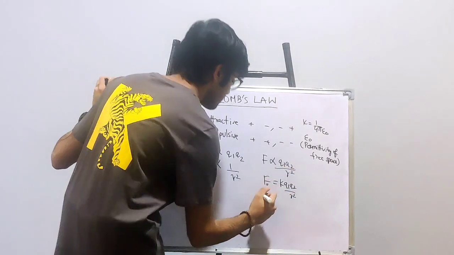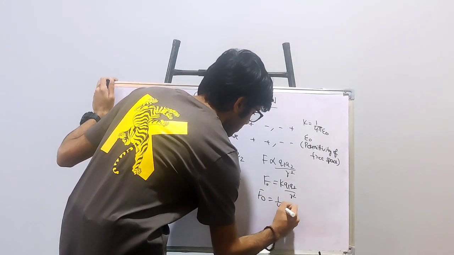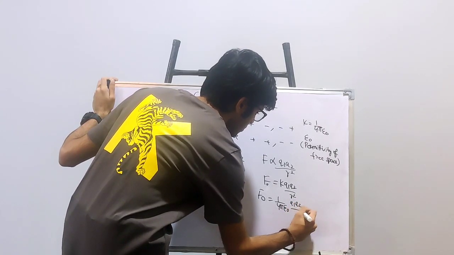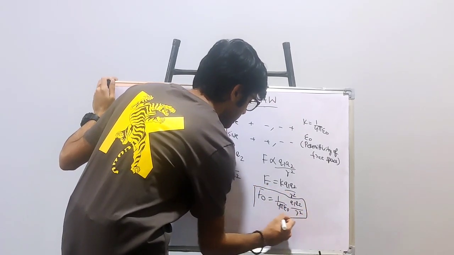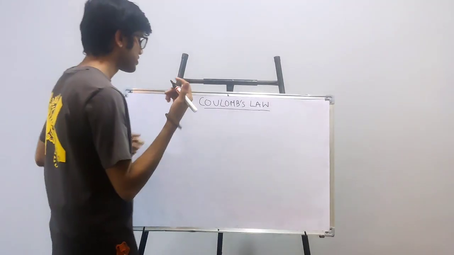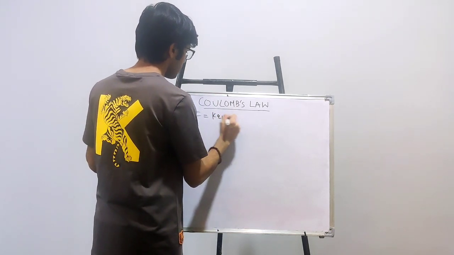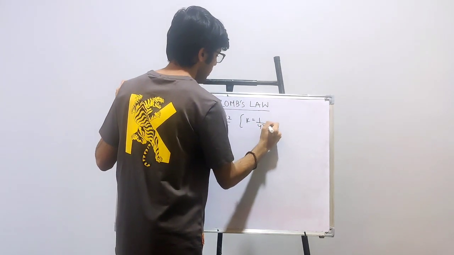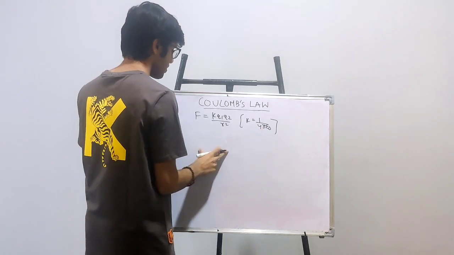So basically the full formula which we get for the electrostatic force is, so I just talked about that, force is equal to K Q1 Q2 upon r square, where K is equal to 1 upon 4 pi epsilon naught. We are just talking about free space here, therefore we are using epsilon naught.